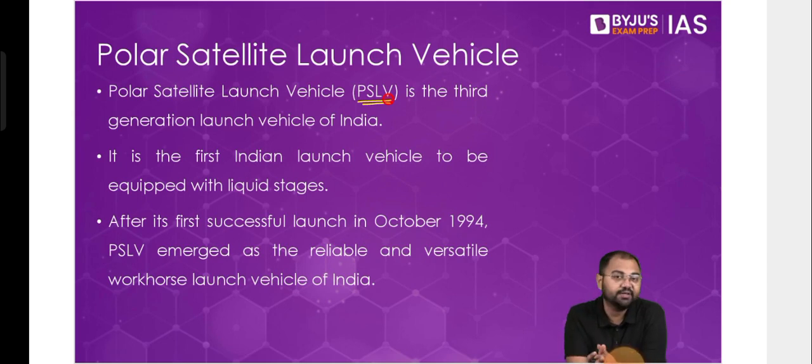If the satellite weight is less than 1500 kg, then we can make use of PSLV instead of any other launch vehicle. That's why in the case of Chandrayaan 2 we could not do that. Chandrayaan 3 is very bulky, so PSLV could not be used.